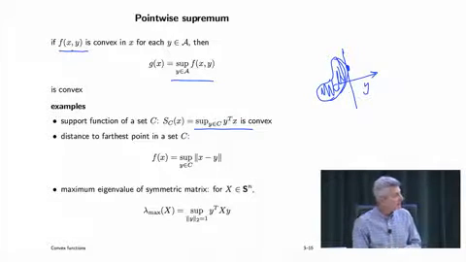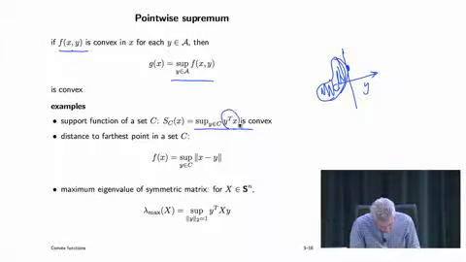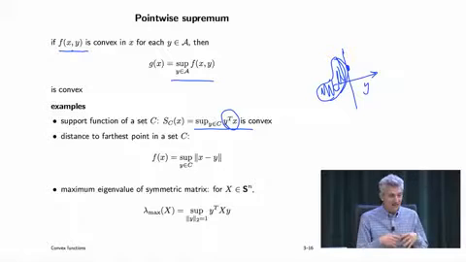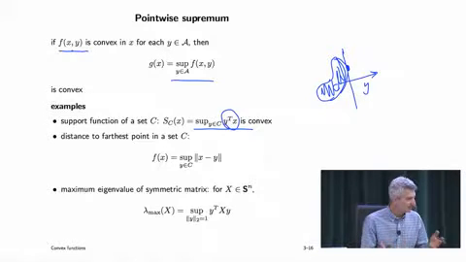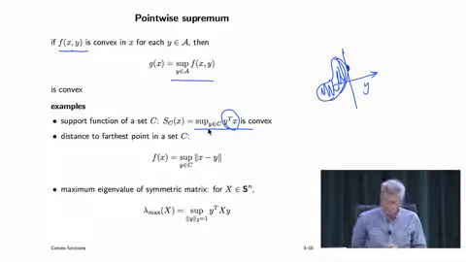That is a convex function of x. Okay? And so let's see, why is that? Why would you say that? Well, what kind of function of x is y transpose x? It's linear. Okay? So it's linear, therefore it's convex, because linear promotes to convex. And then it's a supremum over them, so that's convex.